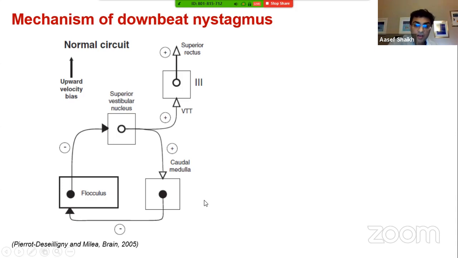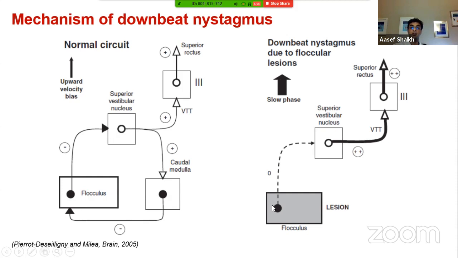Now, when you do not have a flocculus, for example, in our patient who had herpes simplex causing her flocculus lesion, in that case, her superior vestibular nucleus remains disinhibited. As a result, the ventral tegmental tract sends excessive excitatory signals to the superior rectus. So what happens, her eyes are now being pulled always upward. So there will be a bias. Eyes always want to go up because the superior rectus is hyperactive.